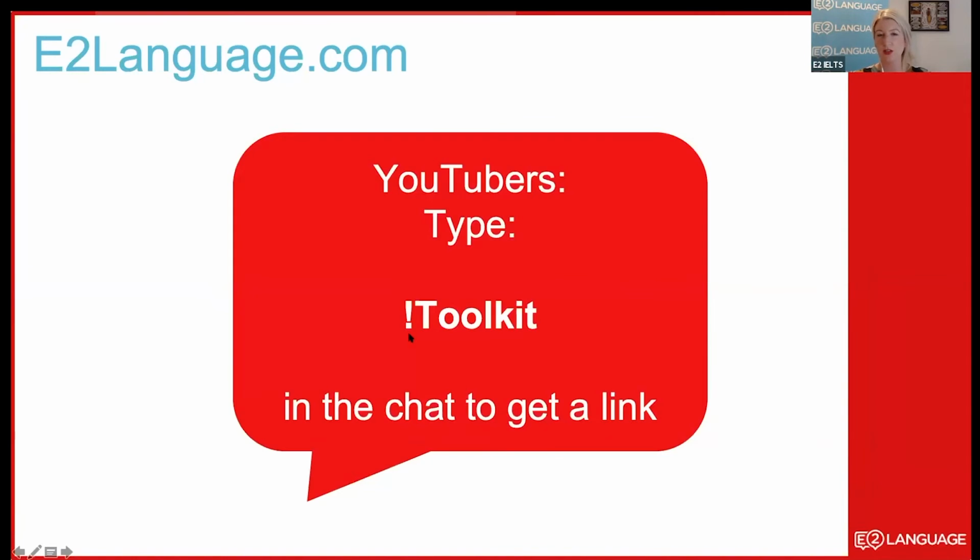If you're on YouTube, you can also access the toolkit. In the chat box, if you're watching live, type exclamation point toolkit, type this in the chat box and the link will pop up for you. All right, so that's just for YouTubers. Can I put the link? I'll show you where to find it, Mona. I haven't got it handy, but I'll show you where you can get it inside your course.